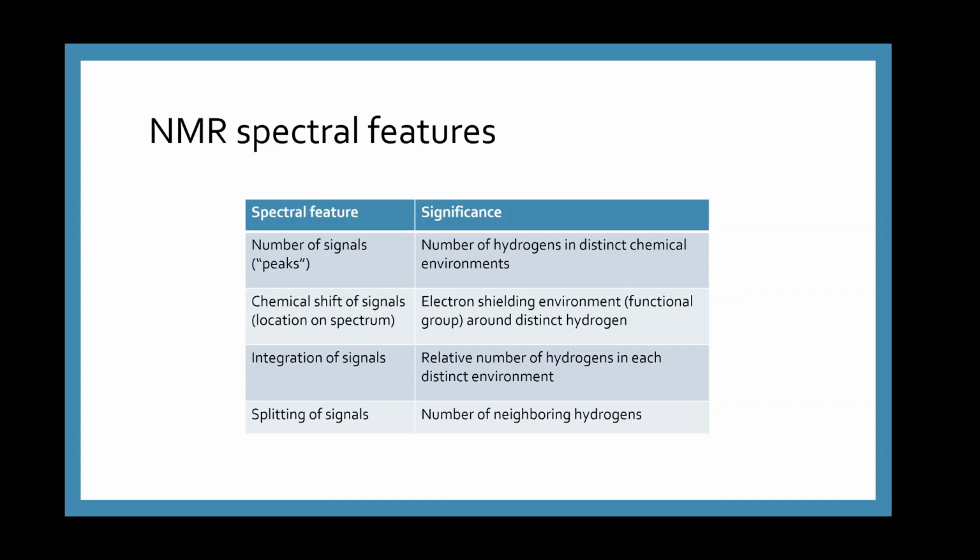Then we have the chemical shift of signals. So this is where that peak is on the spectrum, and that gives information about what we'll say the electron shielding environment or functional group or atoms around a distinct group of hydrogens. Then we have the integration of signals, which indicates the relative number of hydrogens in each distinct environment for a molecule. And then the splitting of signals, which gives information about neighboring hydrogens. So we'll talk about each of these in more detail.